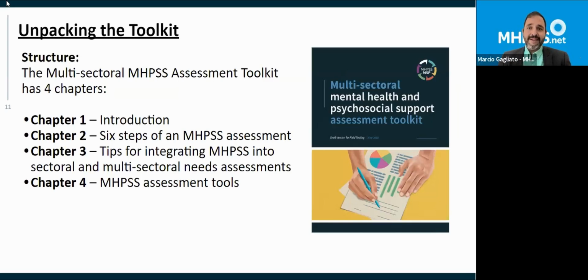So basically, unpacking the toolkit, this toolkit has four different chapters. The first chapter provides the overview of the toolkit, its purpose and use. The second chapter describes the different steps for doing an MHPSS assessment, outlining key activities for each of them. The third chapter is where it's stressed, and I think this is one of the new points, the need for integrating MHPSS into different sectors, having this as a multi-sectoral approach, a multi-sectoral tool, and how to integrate MHPSS across the different sectors. And the last chapter, which is the biggest part of the document, is where we present the different tools, recommended tools, reviewed tools for different types of scenarios and for different purposes as well. Next slide, please.